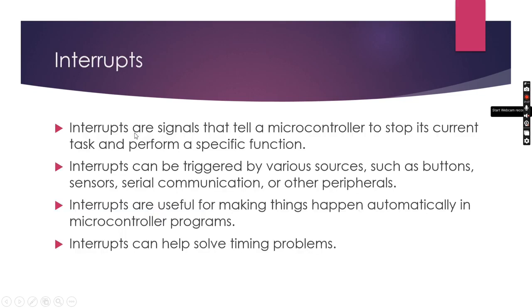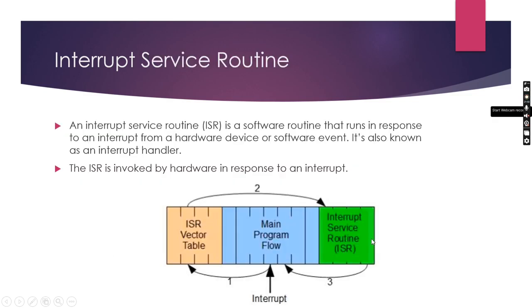Interrupts are very crucial and play an important role in a microcontroller. Interrupts are signals that tell a microcontroller to stop its current task and perform a specific function. Interrupts can be triggered by various sources such as buttons, sensors, serial communication, or other peripherals. Interrupts are useful for making things happen automatically in microcontroller programs. Interrupts can help solve timing problems. Now let us look at the interrupt service routine.